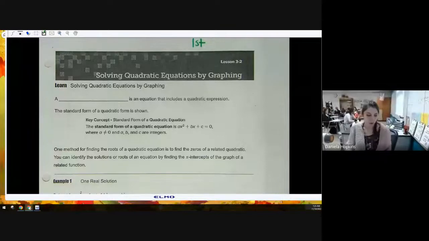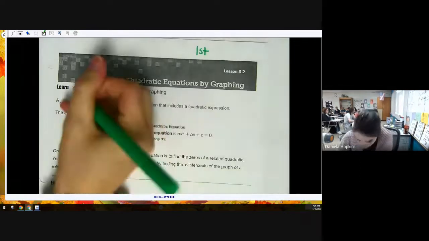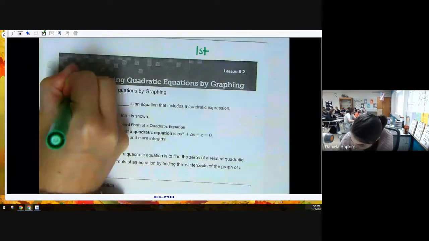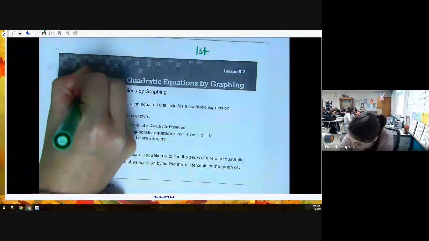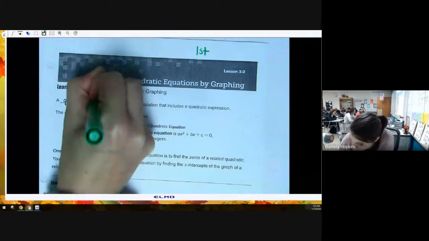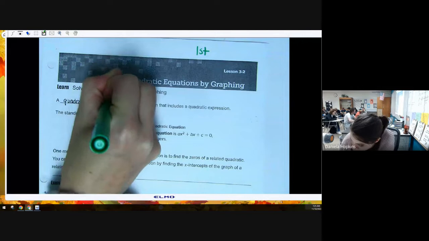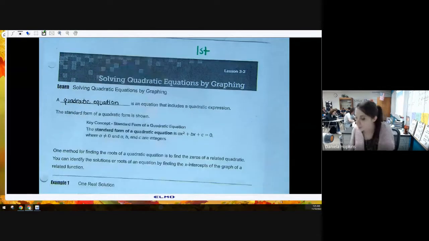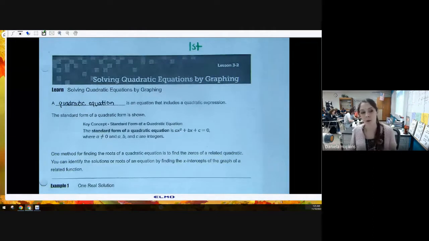And we will get to factoring those eventually. So some definitions, we already know this, but a quadratic equation is an equation that includes a quadratic expression. So the quadratic expression is that x squared part.